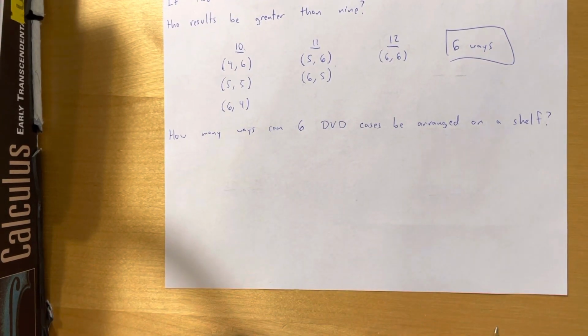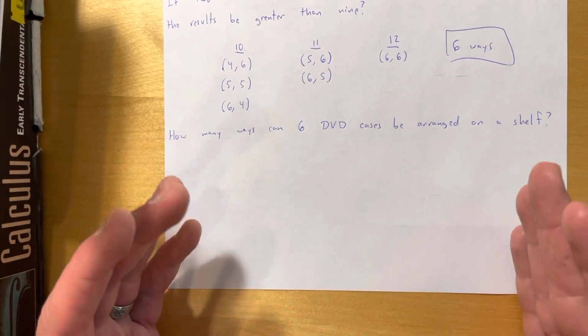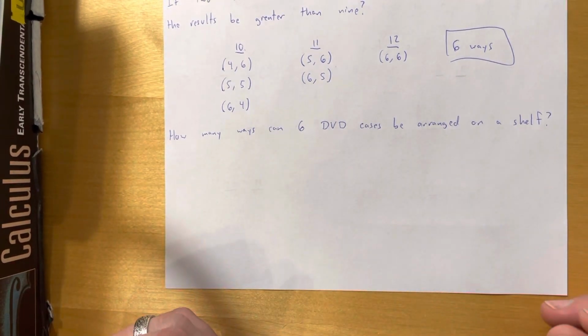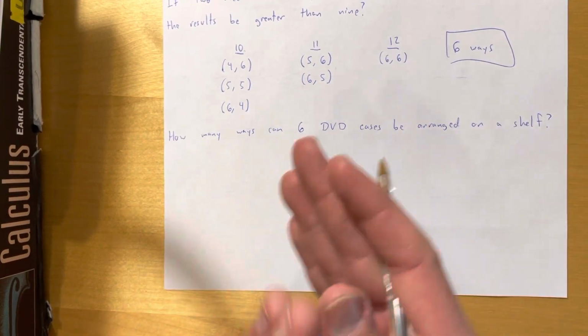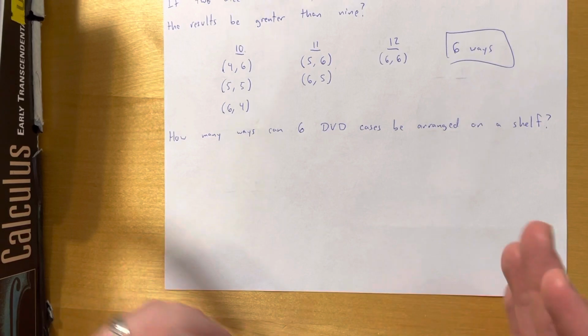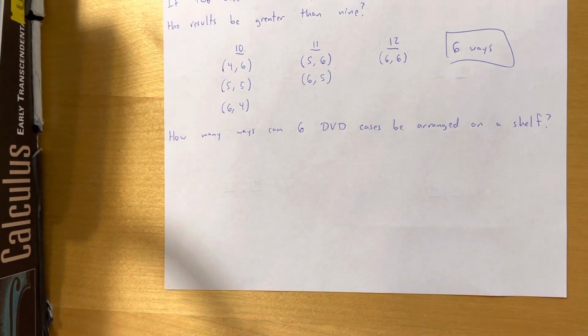Okay, here's the last one I want to look at. And it says, how many different ways can 6 DVD cases be arranged on a shelf? And basically what we mean by this is we have 6 different DVD cases, and we want to line them up 1, 2, 3, 4, 5, 6. And we can rearrange their order any number of ways, but what we want to determine is how many arrangements are possible. So this problem ends up being a factorial problem, and we talk about why in the parent class, but I want to reiterate why here.